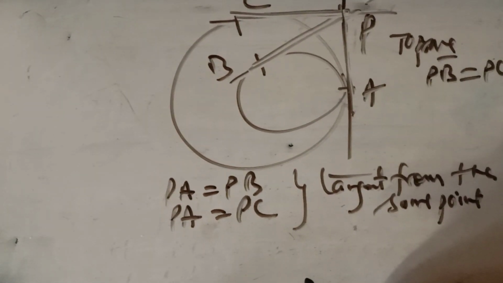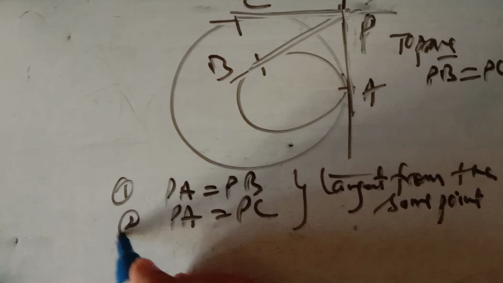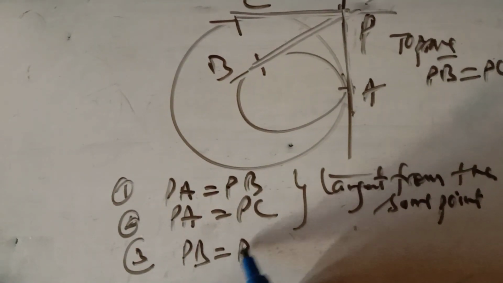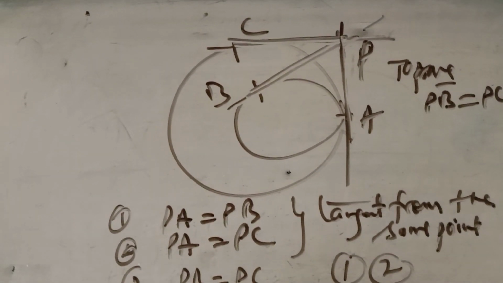So this is the example I have taken, and from this what can you conclude? PB is equal to PC, from steps 1 and 2. So these are the two examples I have taken.